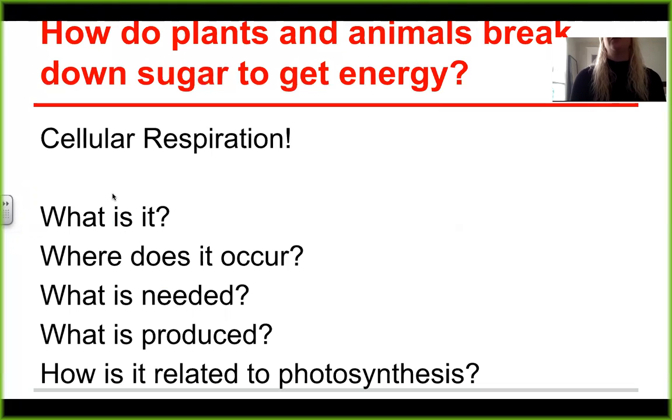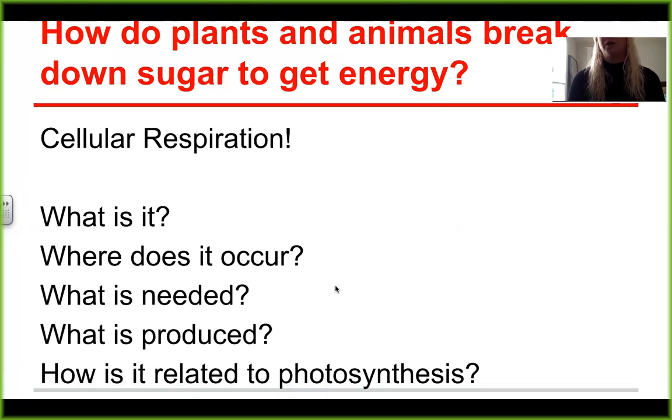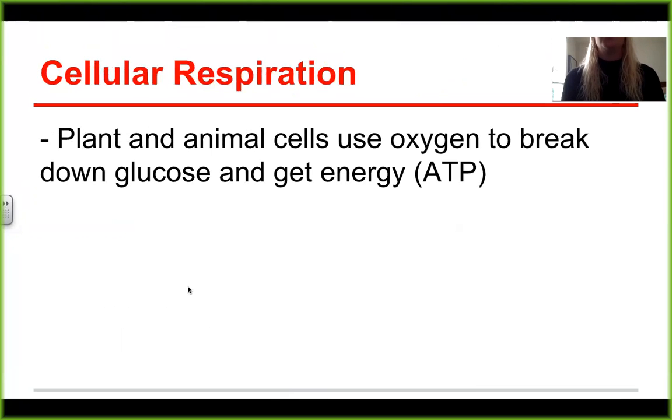So again, we're going to answer those 4 questions. What is it? Where does it occur? What is needed? What is produced? And then I added a 5th question here. How is it related to photosynthesis? Right? So how are cellular respiration and photosynthesis related? So cellular respiration, a good definition here, pretty short one, is plant and animal cells use oxygen to break down glucose and get energy.